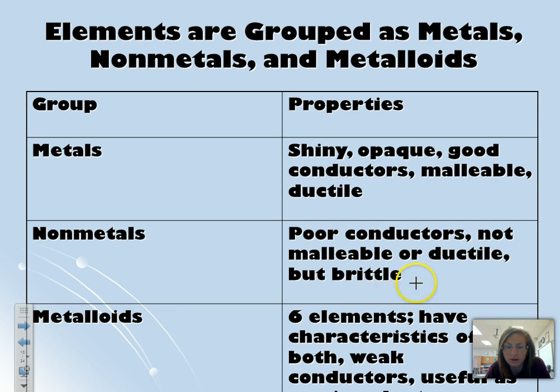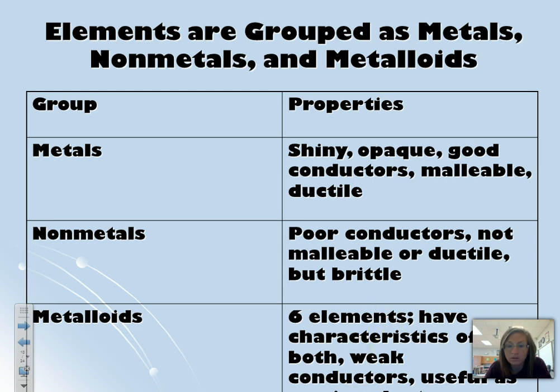Then if we look at your nonmetals, they're kind of the opposite. They are poor conductors. They're not malleable, so they're not easily bendable without breaking, which makes them very brittle. If you think about things that are nonmetals, I instantly think of rubber, which is made up of different nonmetal elements. Rubber is usually what is on the handles of our metal pots and pans, so that the metal cannot conduct heat through the handle and burn you.